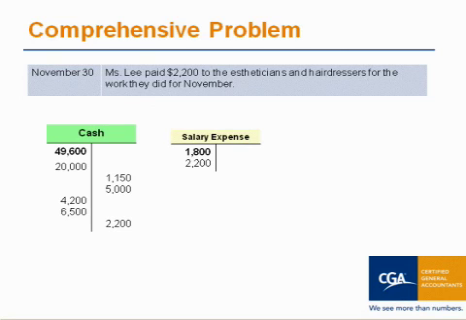Also on November 30th, Ms. Lee paid $2,200 to the estheticians and hairdressers for the work that they completed in the month of November. So this $2,200 has actually been paid. So we must reduce our cash account balance by crediting the cash account by $2,200. And we're going to recognize that salary expense has to be posted: debit entry to salaries expense $2,200.